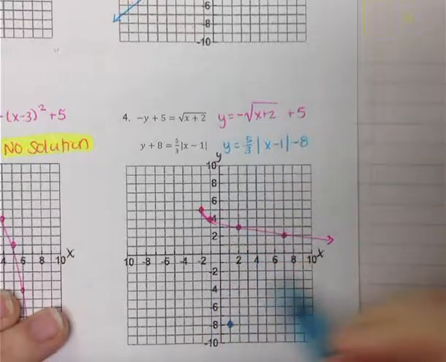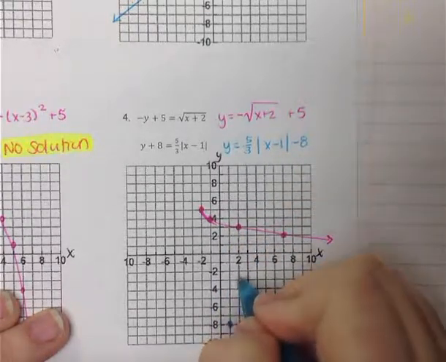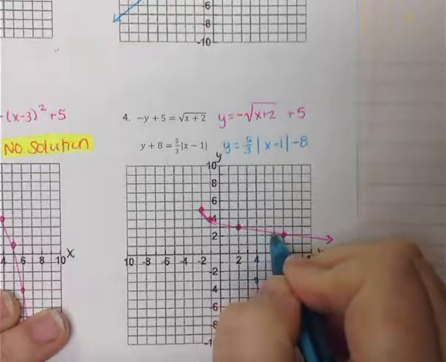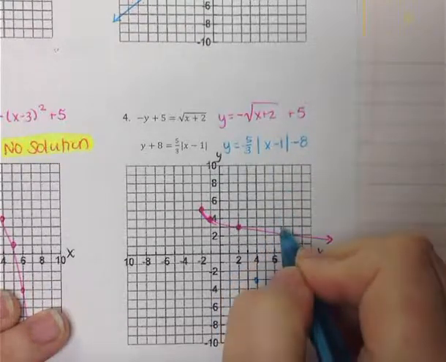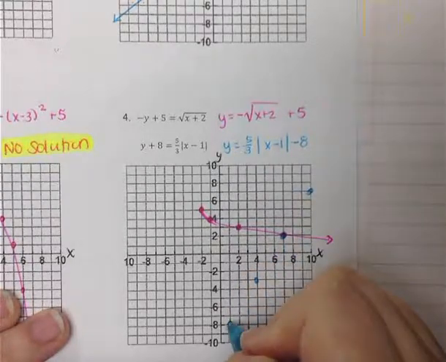Our slope is 5 over 3. So we're going to go to the right. We're going to go up 5, 1, 2, 3, 4, 5. Right 3, 1, 2, 3. Again up 5, right 3, and again up 5, right 3. We're going to do the same thing going the other way.